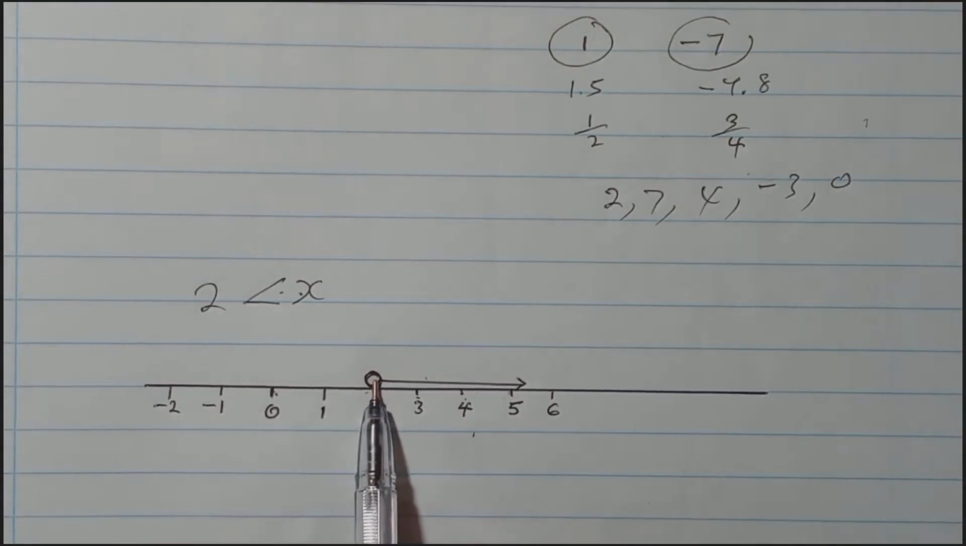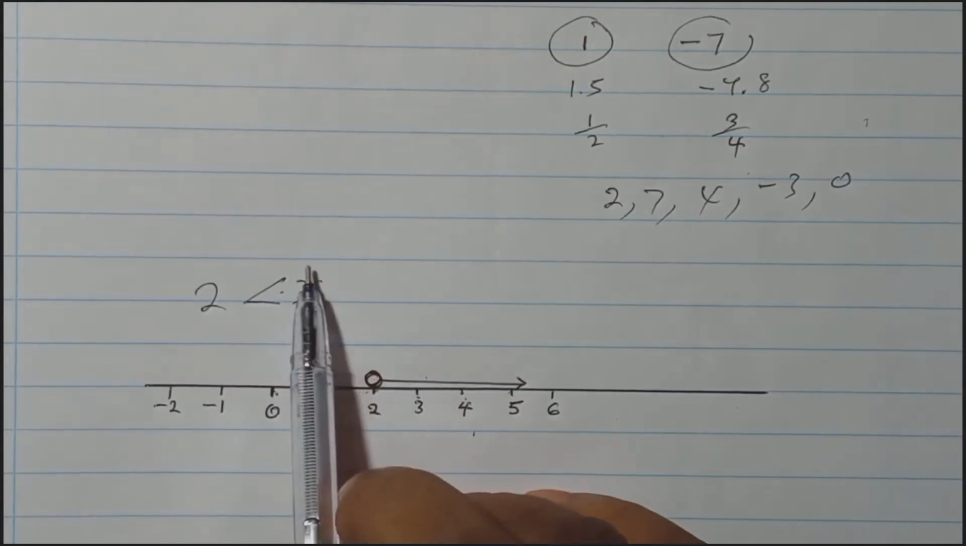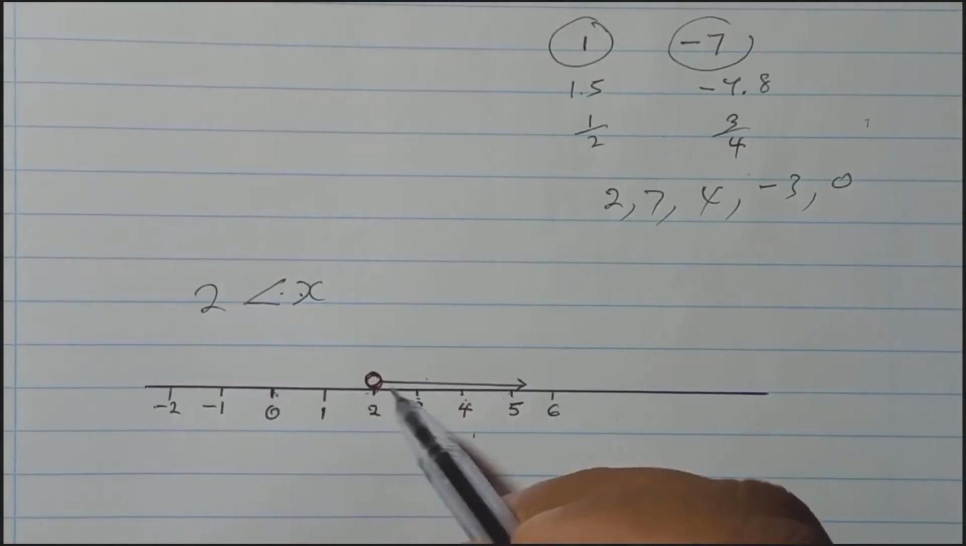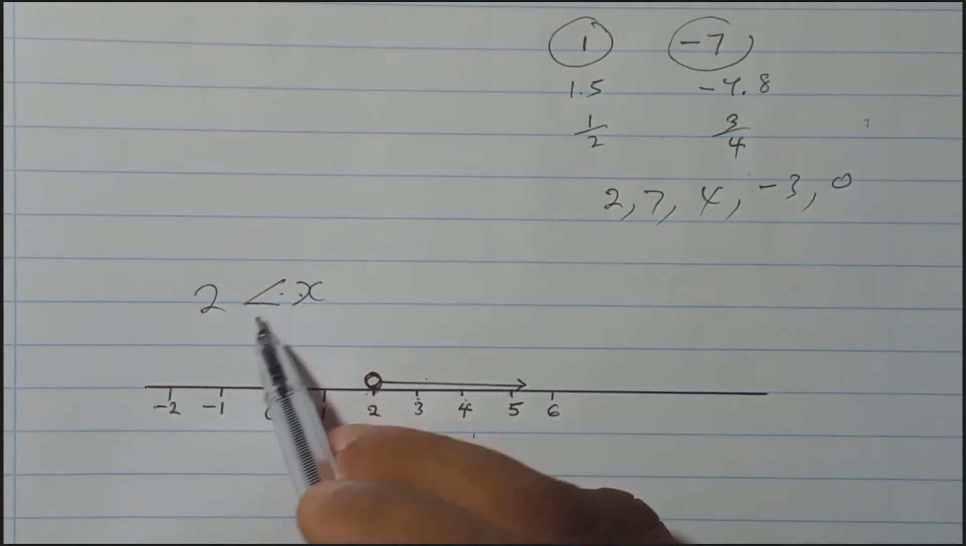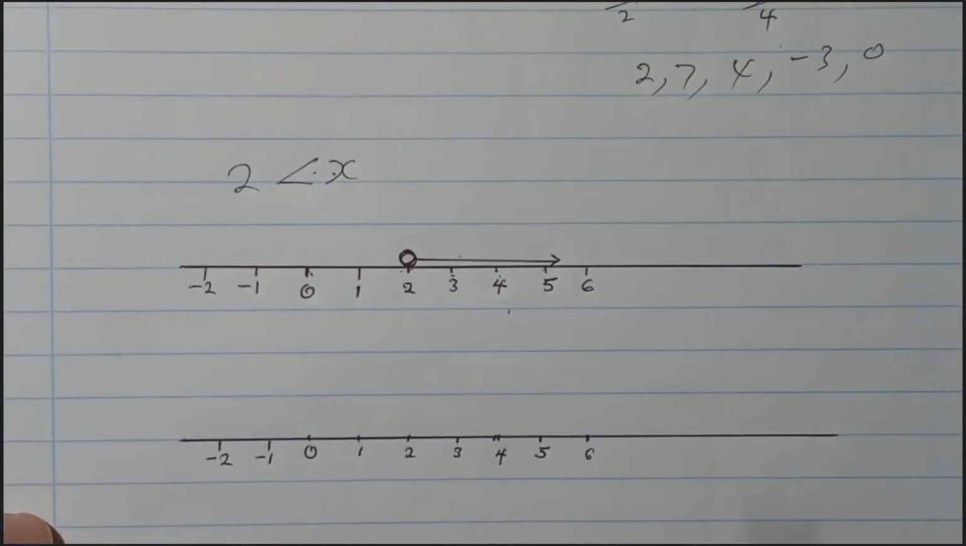Why do we not color here? There's no dash here, that means not including 2, right? X can be any value greater than 2 but can't be 2 because there's no dash. Try to get that idea, right? And if they put a dash here, you should color it. If they put this dash here, you should color it. Keep that in mind. And now I will mark that also here.